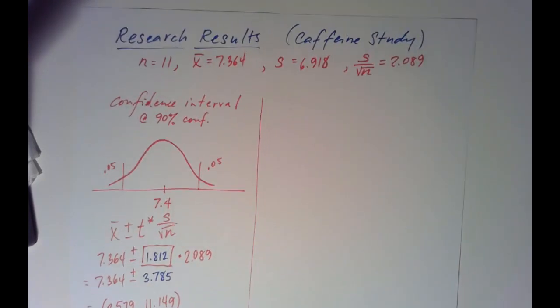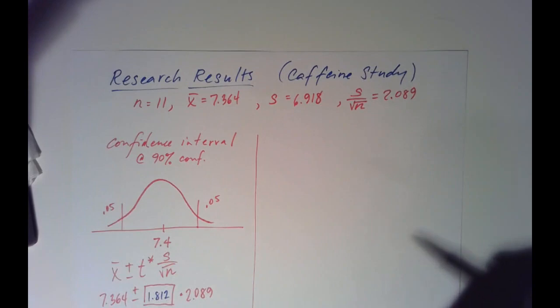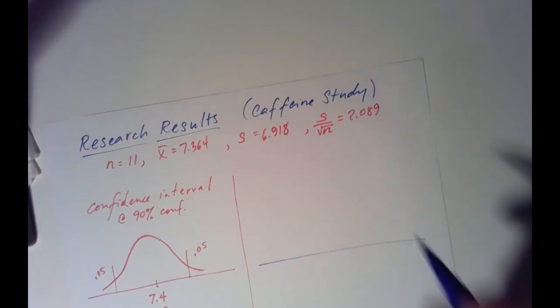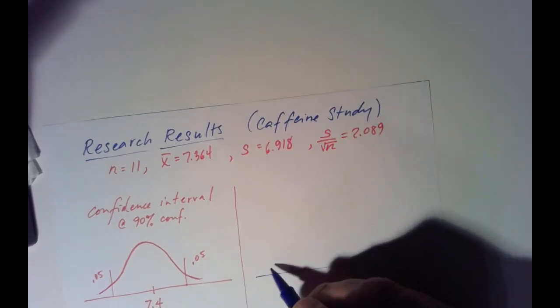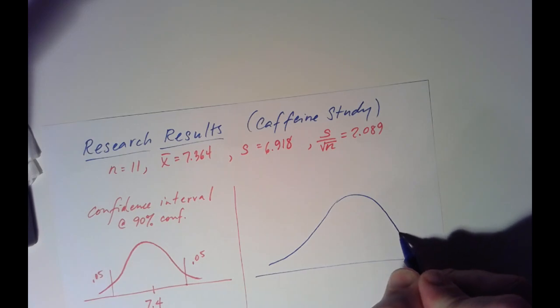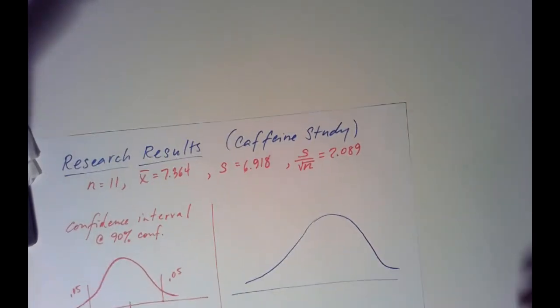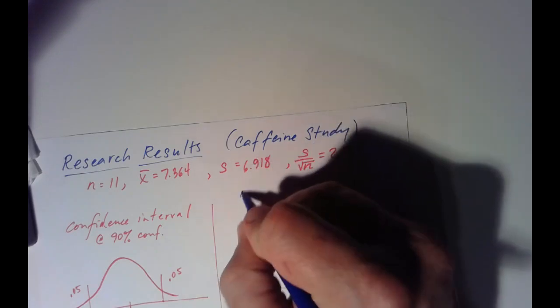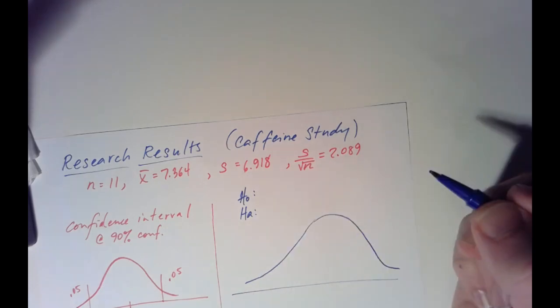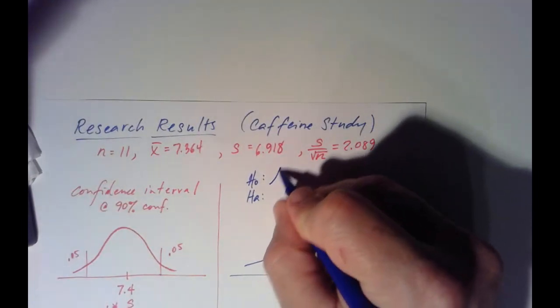Let's take a look at the test of significance method. We're also dealing, of course, with a bell curve, in this case a t-distribution. But we start with some hypotheses. The hypotheses being the null and the alternative. And we are hypothesizing about this mean difference.